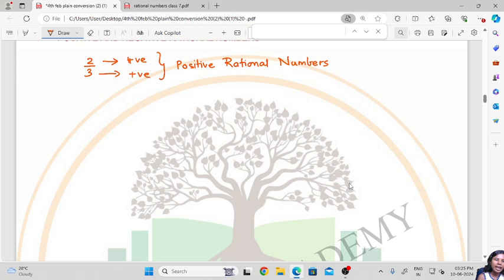Now say we have minus 3 by 5. Now here our numerator is negative and our denominator is still positive. So in such cases, such numbers are called negative rational numbers.